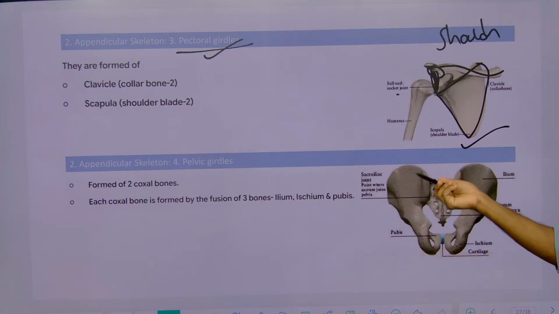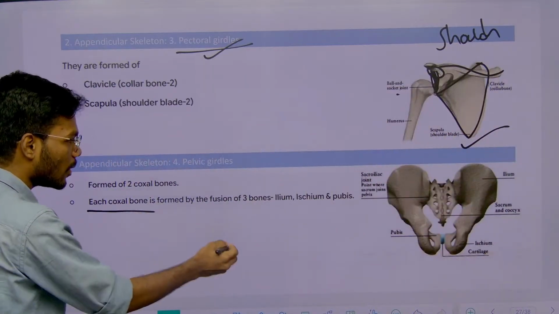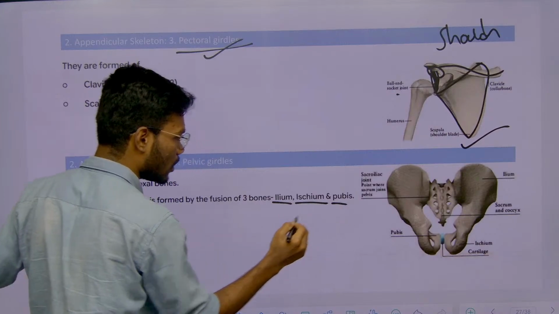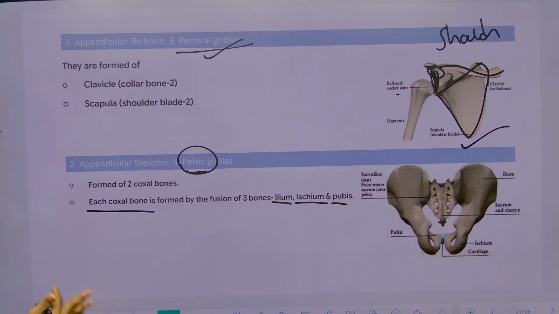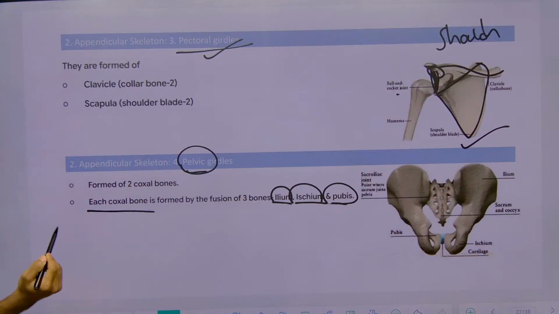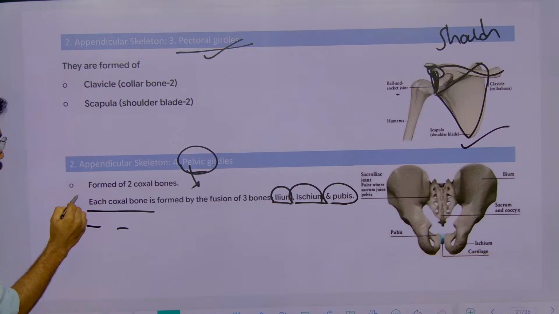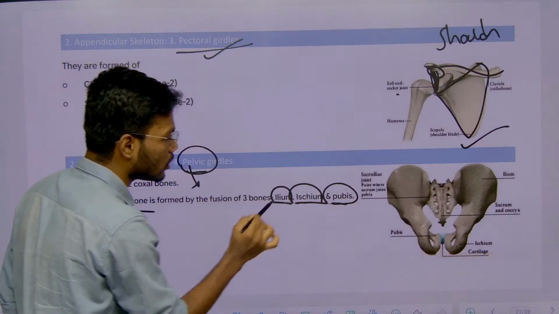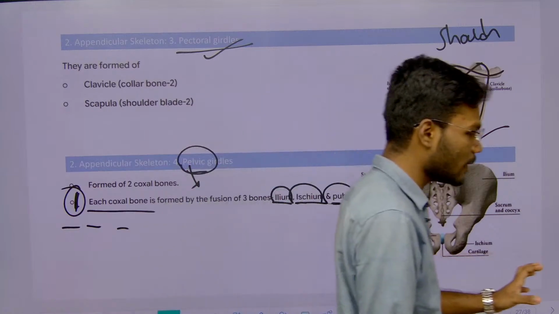And also we have the pelvic girdle. In the pelvic girdle, each coxal bone is formed by the fusion of ilium, ischium and pubis. They will ask, this pelvic girdle is made up of what bones? They will ask only ilium, ischium and pubis. Right? Ear ossicles are made up of what? 3 bones: malleus, incus, stapes. Similarly, the pelvic girdle is made up of ilium, ischium and pubis. So there are 2 coxal bones. Each coxal bone is made up of 3 bones: ilium, ischium and pubis. That's how you need to remember all these bones, right?